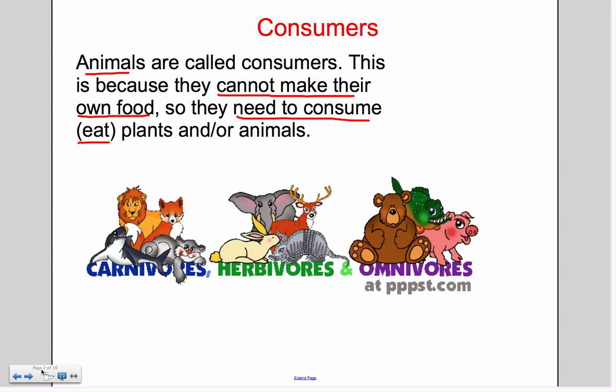Consumers are, for the most part, animals that cannot make their own food, and they need to consume or eat others in order to get energy. So we've got three forms of consumers. We've got carnivores that eat only meat, herbivores that eat plants only, and then omnivores eat both plants and animals. So most people fall under the omnivore category because they eat both plants and animals.